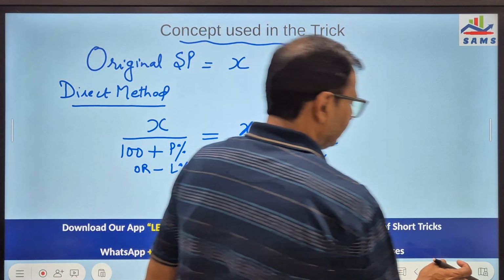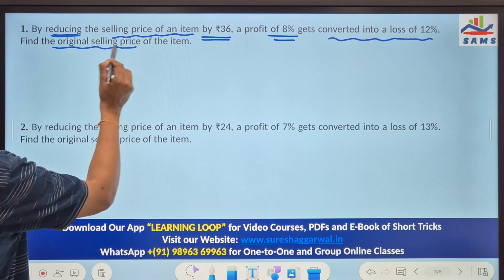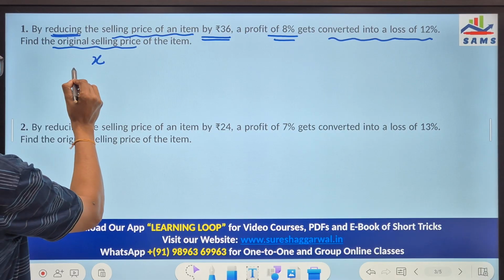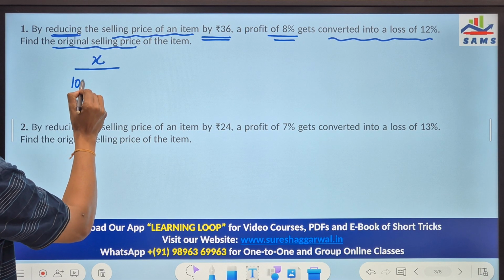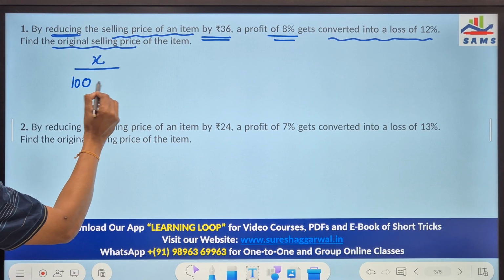Look at the first question. So you already know here we have to assume original selling price as X upon 100. Now originally it was a profit of 8%. So profit is always added.